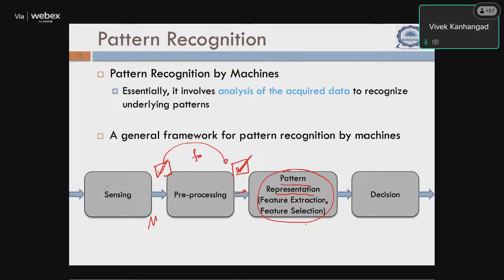If this is, for example, a speaker recognition system, this would be a microphone sort of device, and then you have a speech signal. This would also be a speech signal, maybe enhanced or with noise removed, and so on.